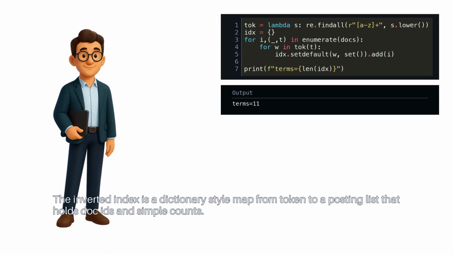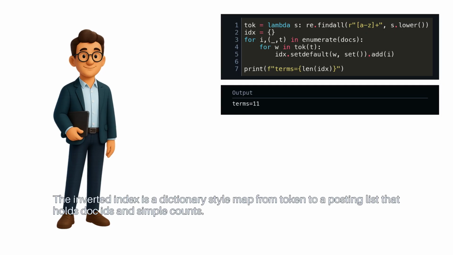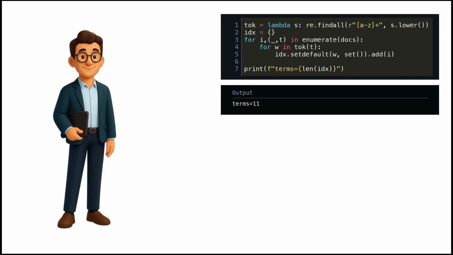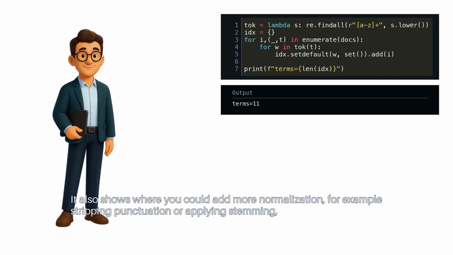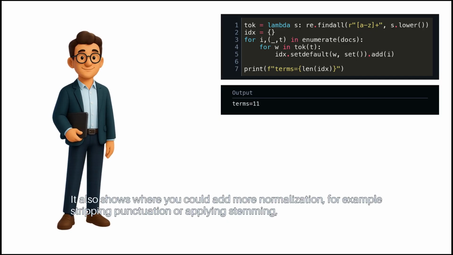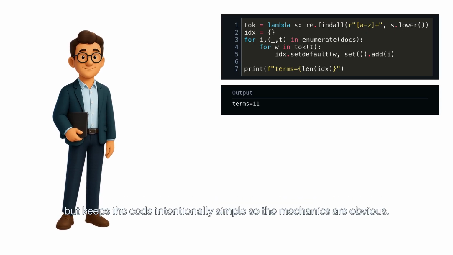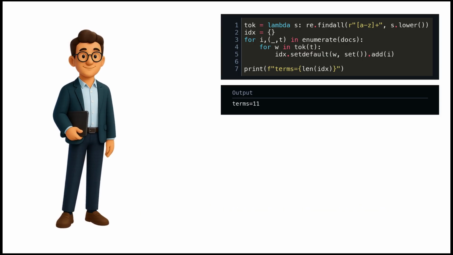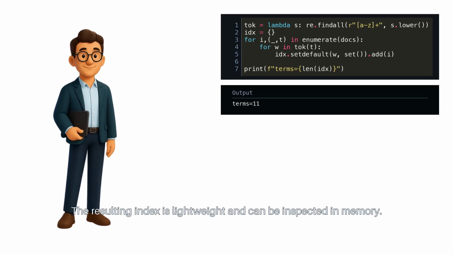The inverted index is a dictionary-style map from token to a posting list that holds doc IDs and simple counts. The snippet handles basic normalization and accumulates term frequencies so a later scorer can use hit counts. It also shows where you could add more normalization, for example stripping punctuation or applying stemming, but keeps the code intentionally simple so the mechanics are obvious. The resulting index is lightweight and can be inspected in memory.